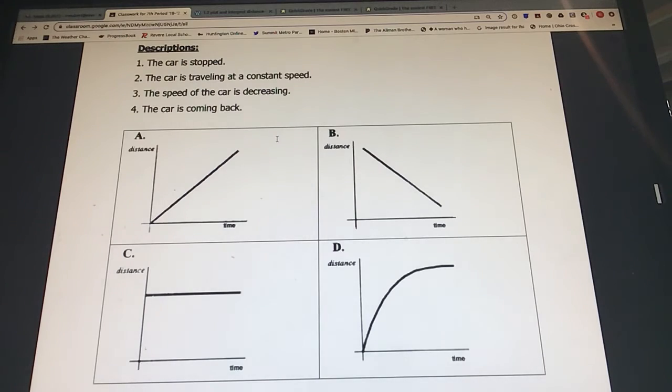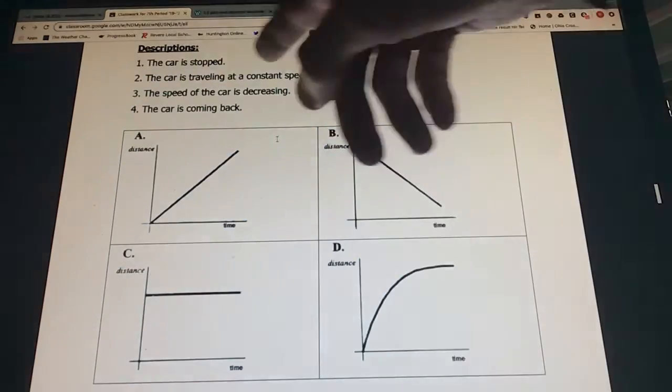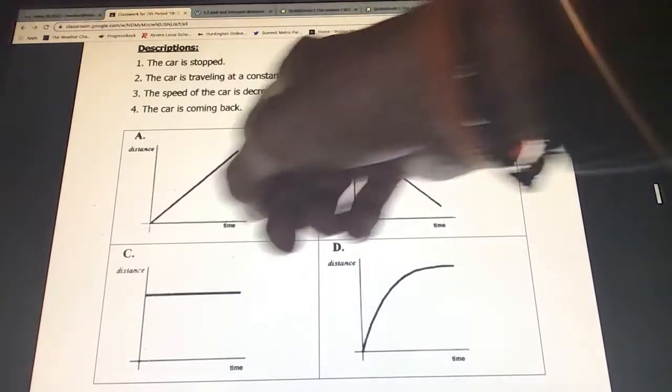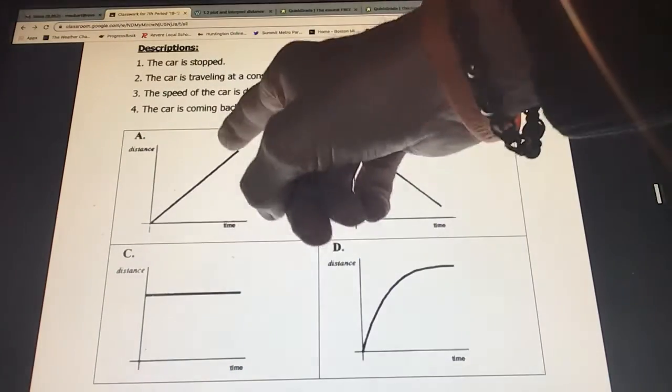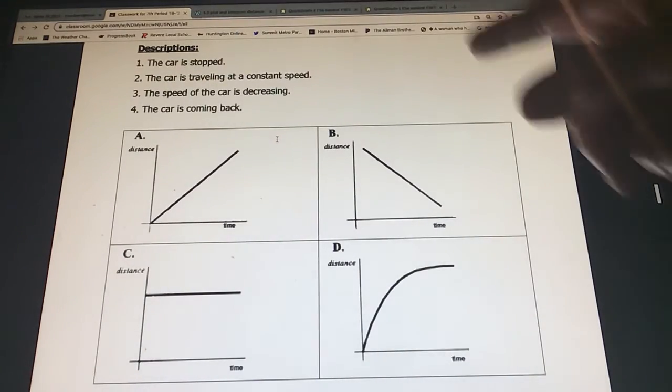Sometimes it's easier to knock the easy ones out first. So car is stopped would be C. That's the easy one. The car is traveling at a constant speed. Well, we've got two that are traveling at a constant speed, right? Straight line, linear, constant speed. Let's come back to that one.